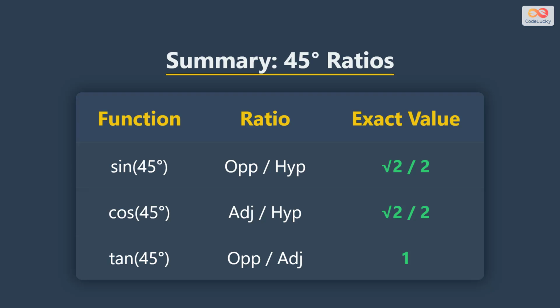Here is a summary of what we have found. Sine of 45 is root 2 over 2. Cosine of 45 is also root 2 over 2. And tangent of 45 is 1. These are the exact values you will see in trigonometry problems.